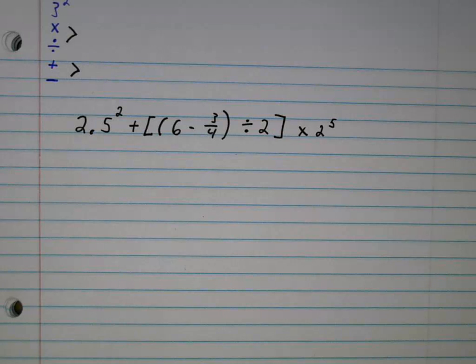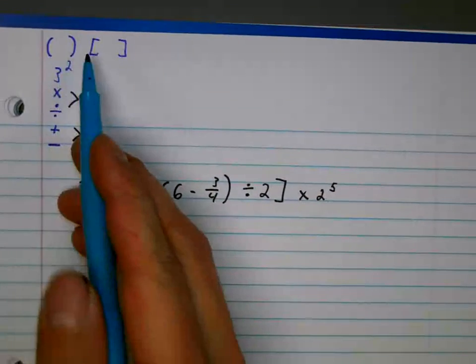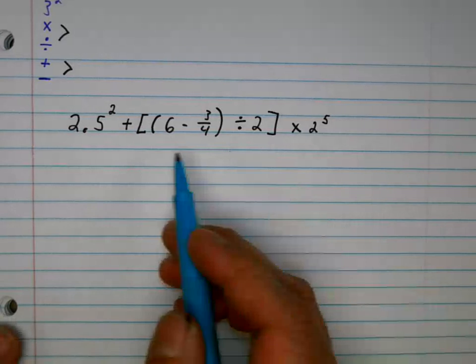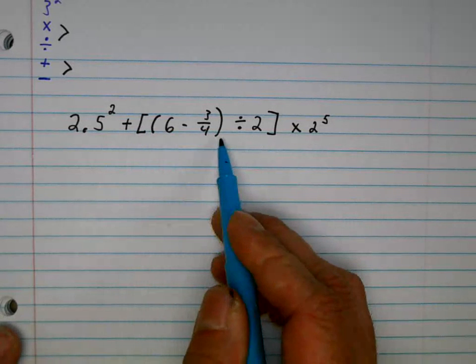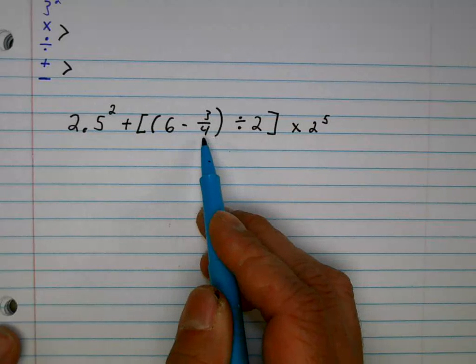All right, so now you've tried it on your own. So let's go ahead and go through here step by step. So again, I know please stands for parentheses or brackets. So I'm going to see, is there anything in here with parentheses? Yep, I have 6 minus 3/4.